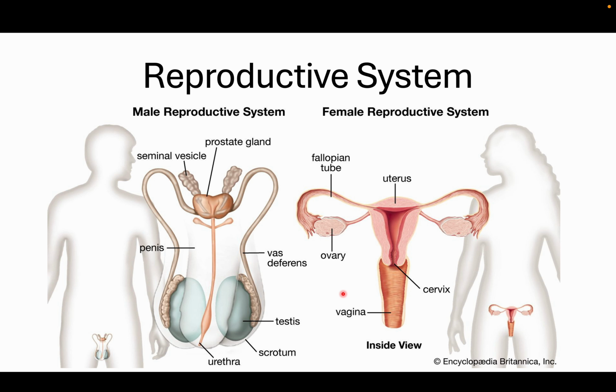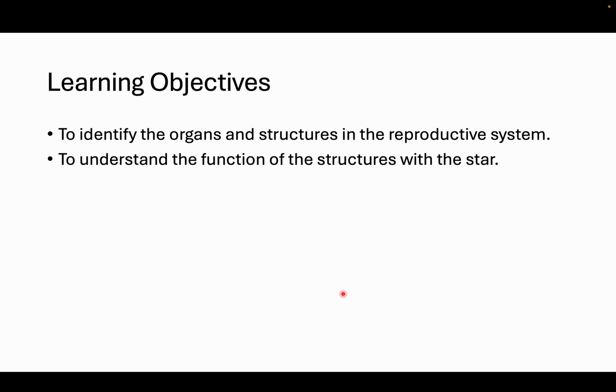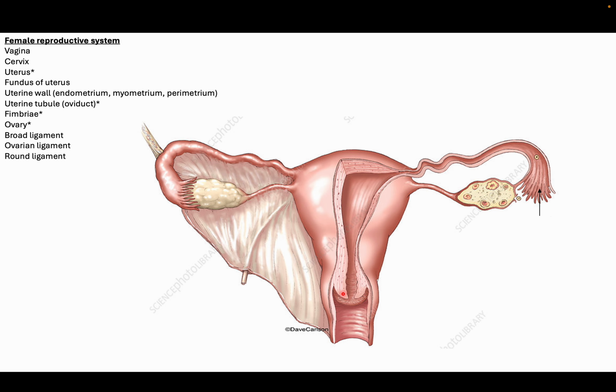Everyone, in this video, we're going to learn about the organs and structures in the reproductive system. We're going to go over both the male and female reproductive systems. And if you see any structure with a star at the end of the name, make sure you know the function of those structures as well. So let's start with the female reproductive system.